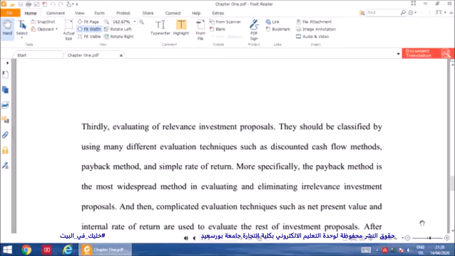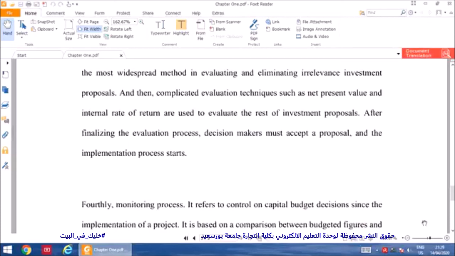The payback method is the most widespread method in evaluating and eliminating irrelevant investment proposals. Then complicated evaluation techniques such as net present value and internal rate of return, the discounted cash flow methods, are used to evaluate the rest of the investment proposals. After finalizing the evaluation process, decision makers must accept a proposal and the implementation process starts.